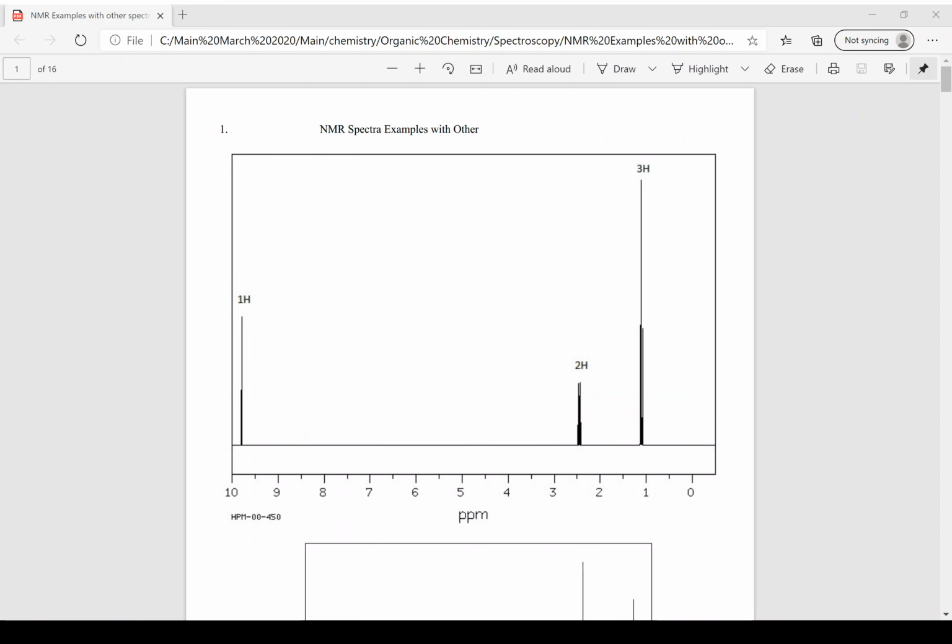These are the examples that I gave you. They include the proton NMR, the carbon-13 NMR, the IR, and the mass spec. And we're going to work through them. I'm just going to show you how I would approach it.